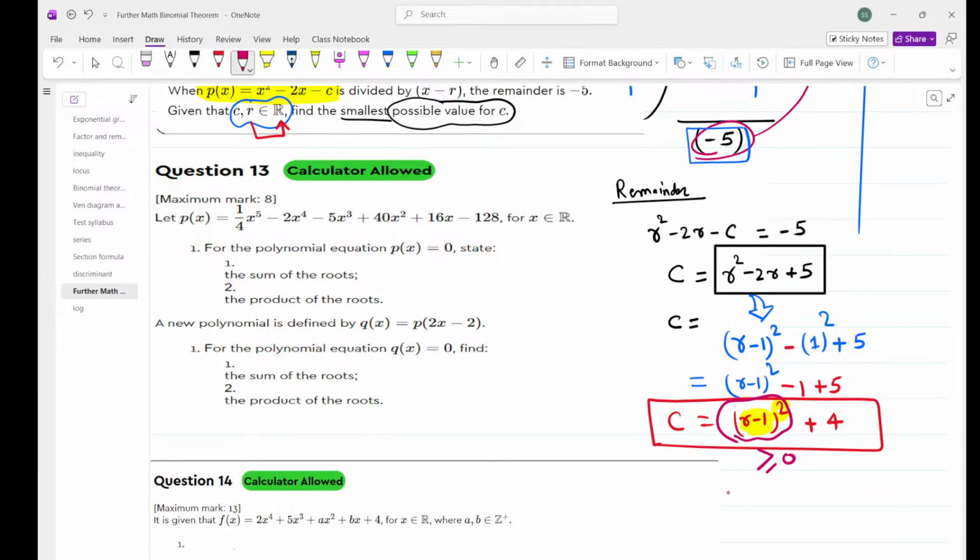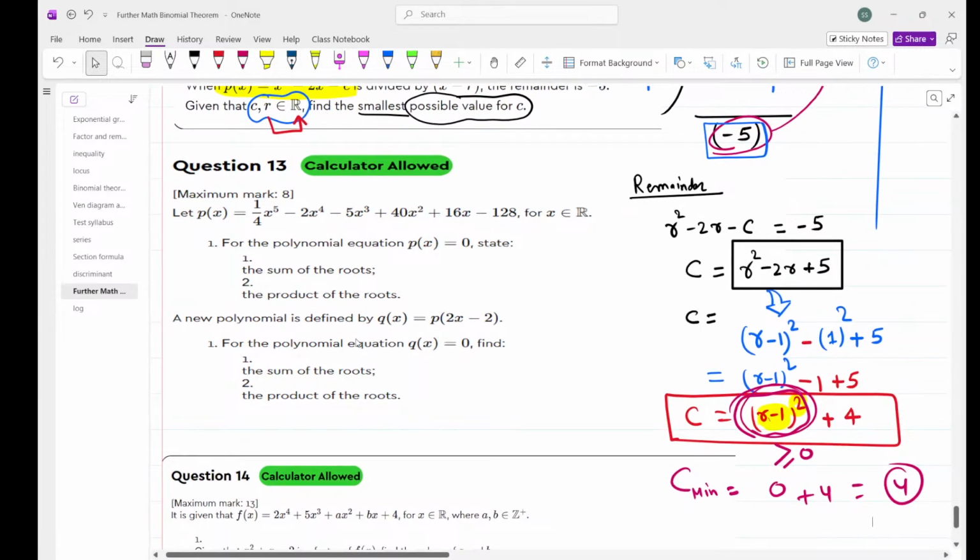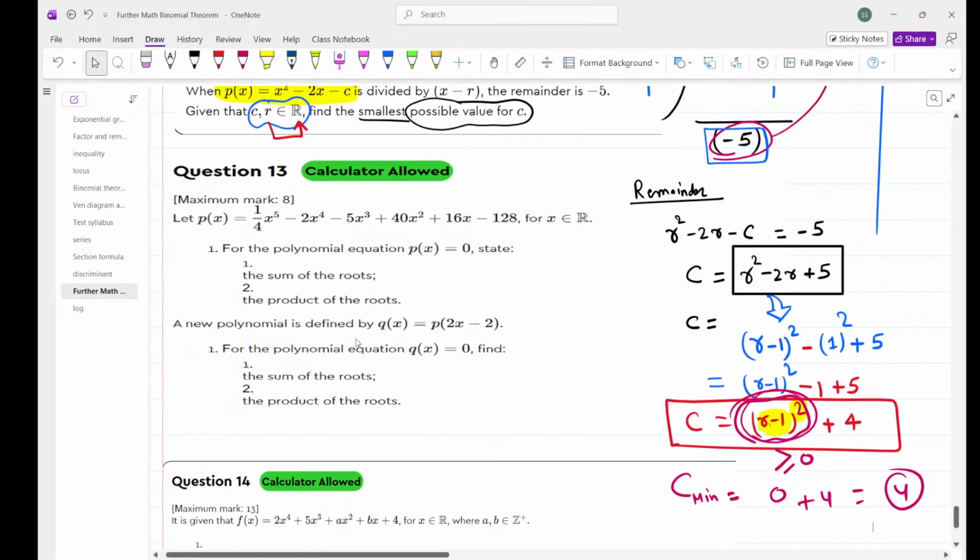So what should be the minimum value? If we are looking for the minimum, this first term will be minimum 0, and plus 4, so the smallest possible value for c should be 4. Okay, I get it now.